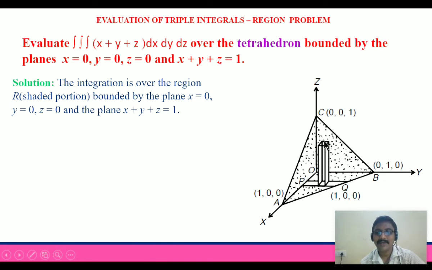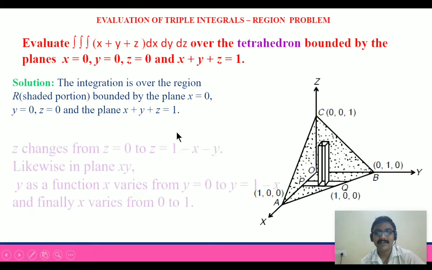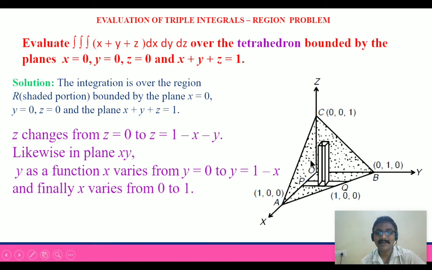Here we have to take a strip parallel to the z axis, so that the z limits are obtained. The z limits are 0 to 1 minus x minus y, because the lower part of the strip touches the xy plane, so z equal to 0. The upper part of the strip touches the plane, that is x plus y plus z equal to 1. Here in that, z is 1 minus x minus y.